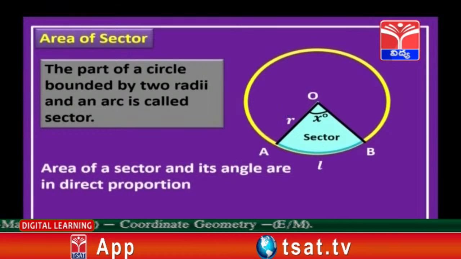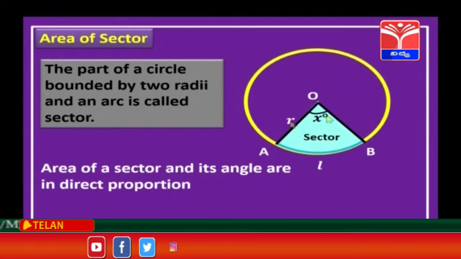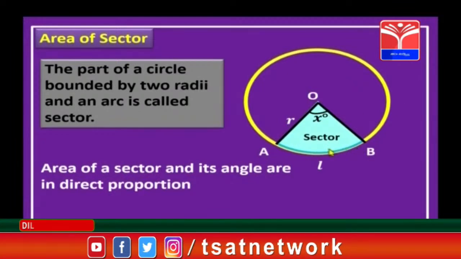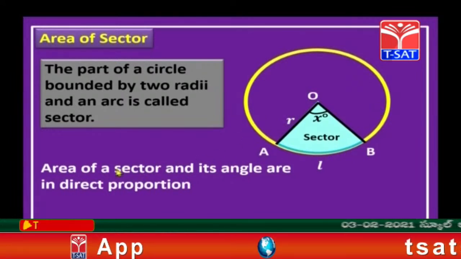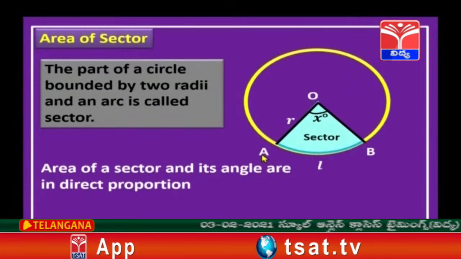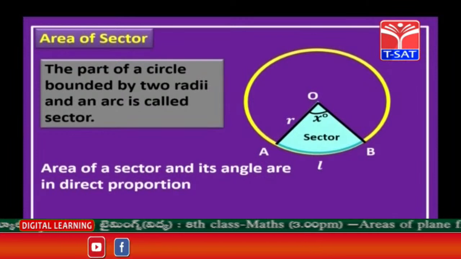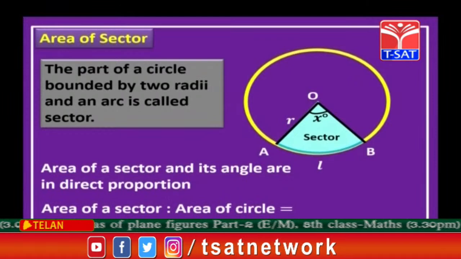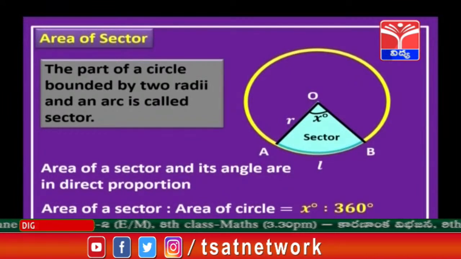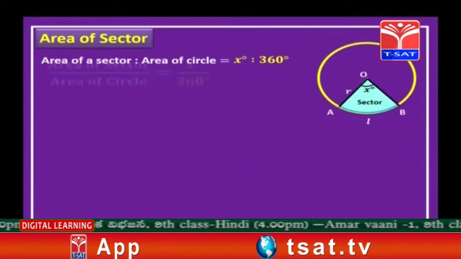Okay, so area of a sector and its angle are in direct proportion. That means suppose if I have 90 degrees, so area will be say something like this. If it is 180 degrees, area will be like this, right? So as the angle at the center increases, area of the sector also increases. When the angle decreases, area also decreases. So we say they are in direct proportion. So I can write area of a sector is to area of a circle is equal to x degrees is to 360 degrees.